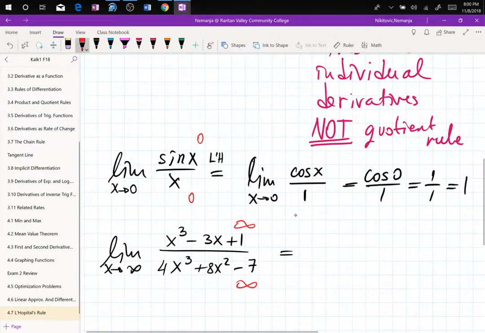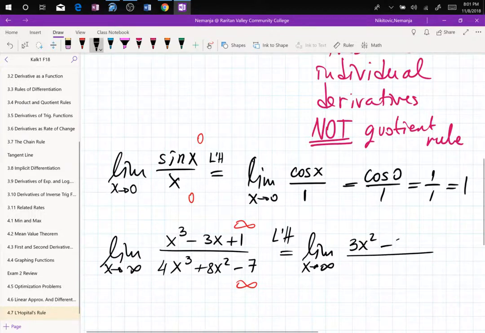Infinity cubed minus 3 times infinity, that's all infinity, plus 1 over there. And then you have the infinities on the bottom, minus 7, right? This is infinity over infinity. So now, L'Hopital's rule, limit, x goes to infinity, and what do we do? Take derivatives. 3x squared minus 3 divided by 12x squared plus 16x.